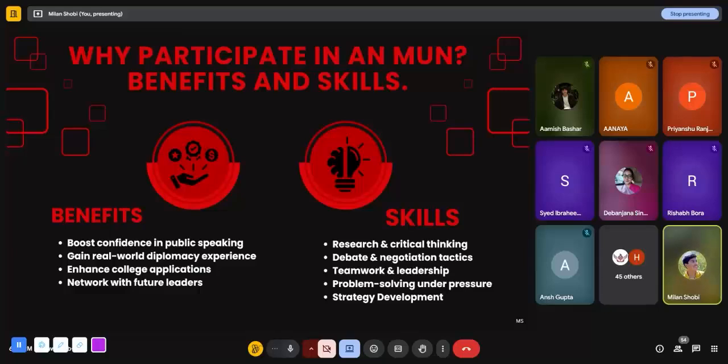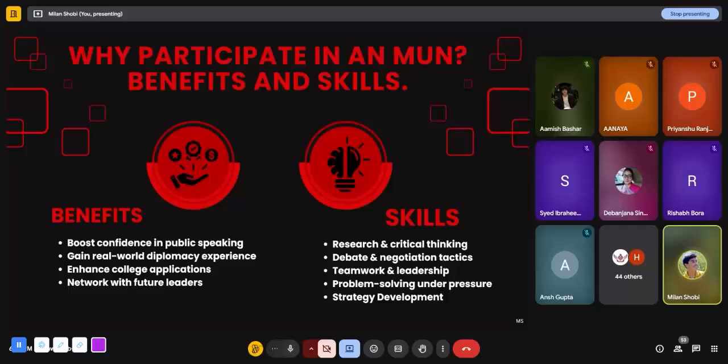Going further, the skills which you gain out of it, even if you don't have any right now, are research and critical thinking. You really need to get into your delegation, the country which you're representing, and understand what the situation is right now and act just like the real president of that particular country would.